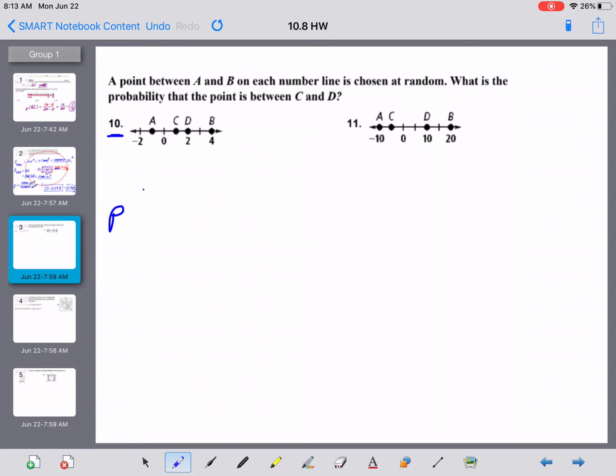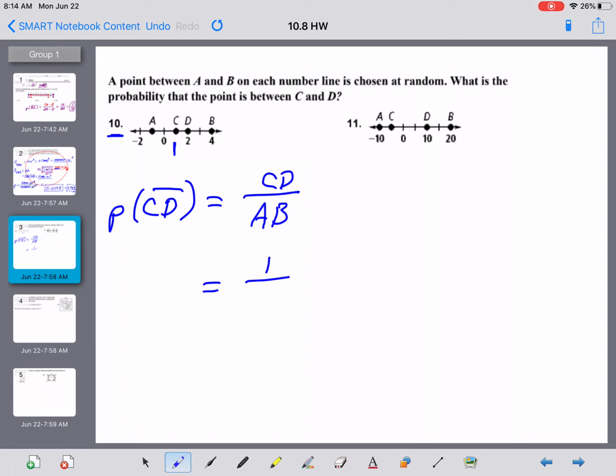So if we want to know the probability of landing somewhere between C and D, we need the length of CD up here on the top, but on the bottom, we need the length of the entire line segment, which is AB. Okay, so this one, let's take a look. It looks like C is right between 0 and 2, so C is at 1, D is at 2, and the distance from 1 to 2 is just going to be 1.